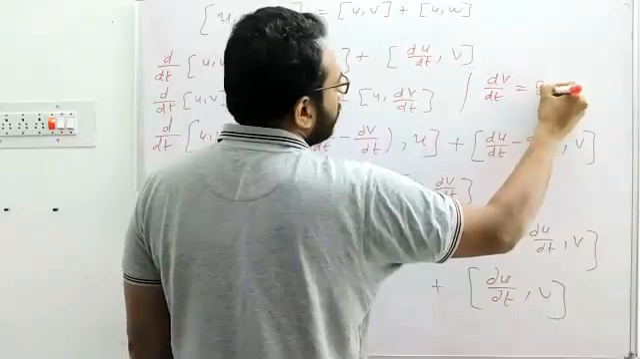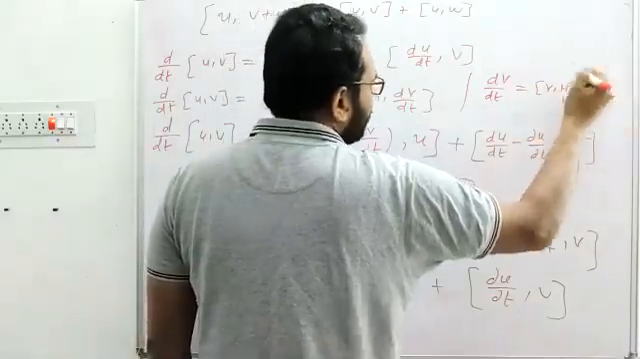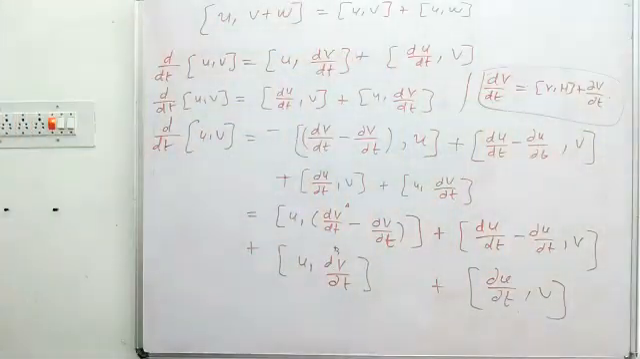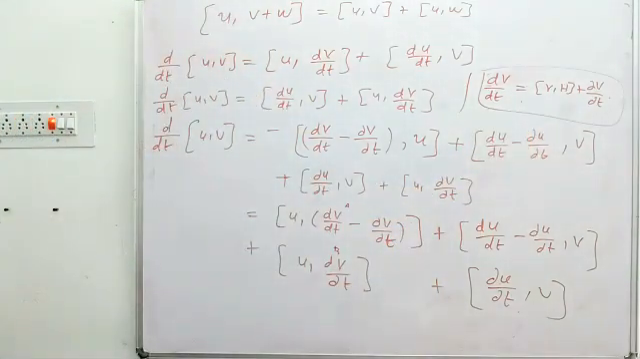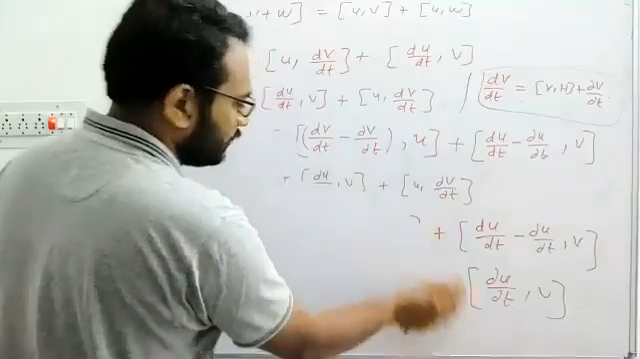dv by dt equal to v with H plus ∂v by ∂t. If this property was not true, then this result is also not true. All right. So this is not an obvious result. We have to use this particular property. Okay. All right. So this is a good result. This can be asked.